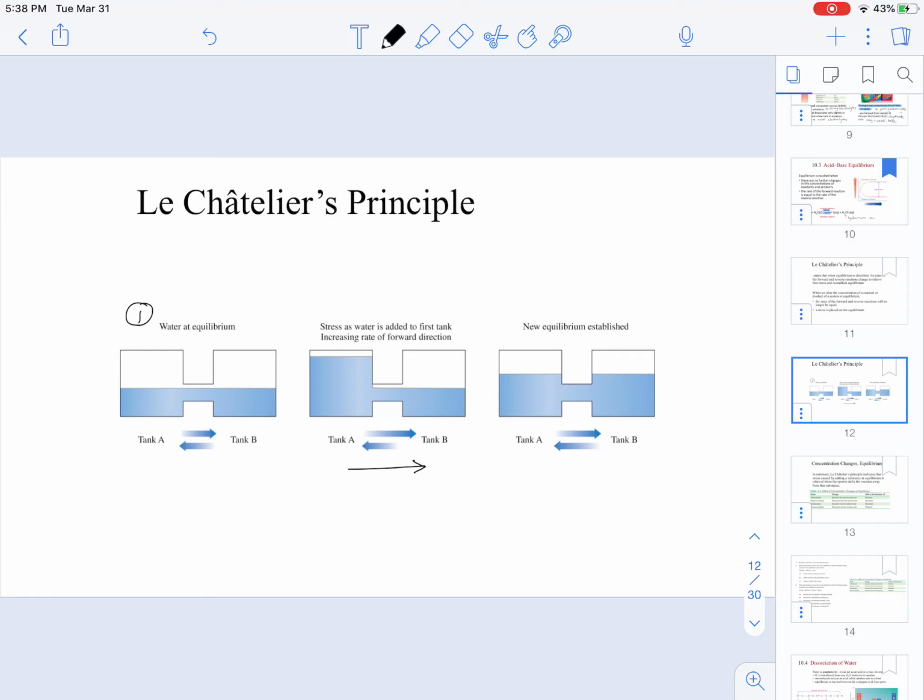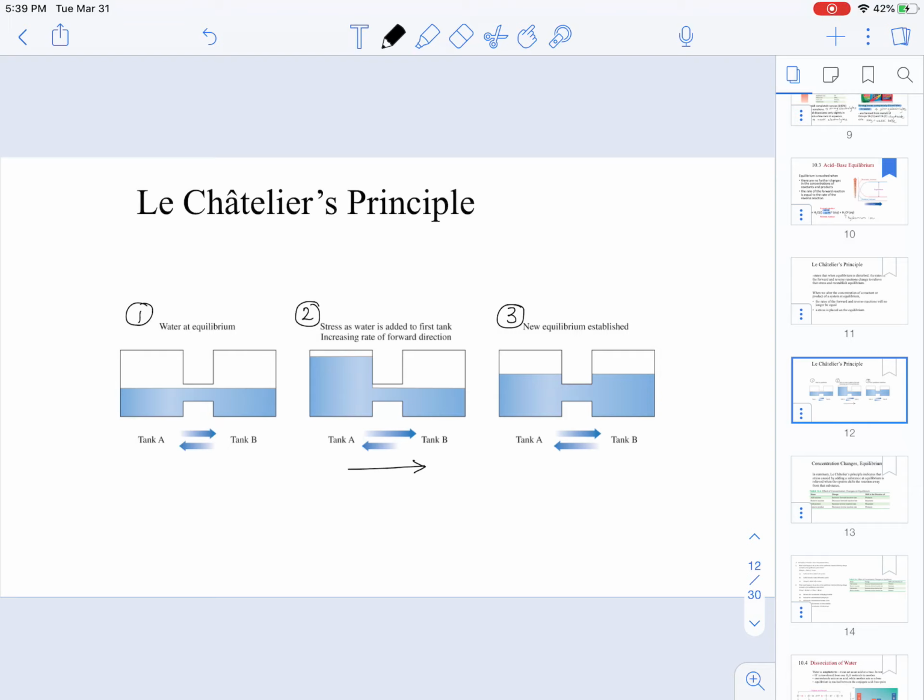So that means that in order for the system to regain equilibrium, as you can see at the end, this is the stress that has been added, and number 3 is how the system regains equilibrium. The water is going to rush towards the right.